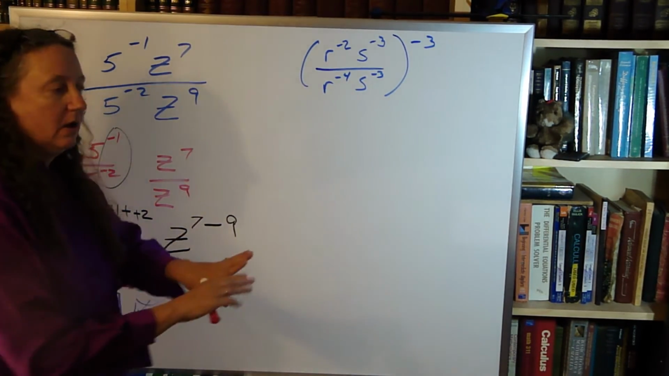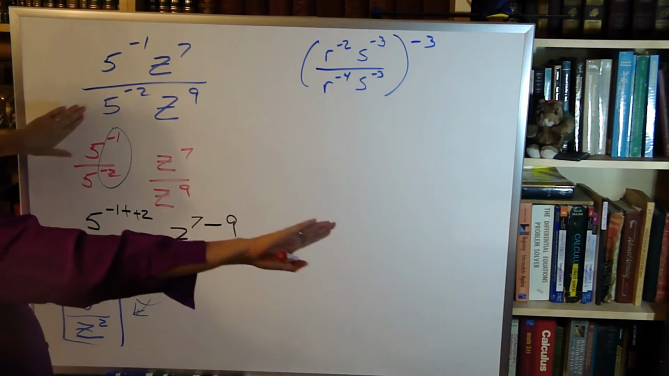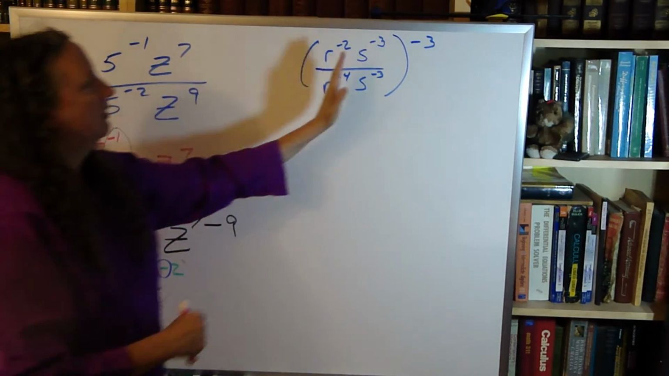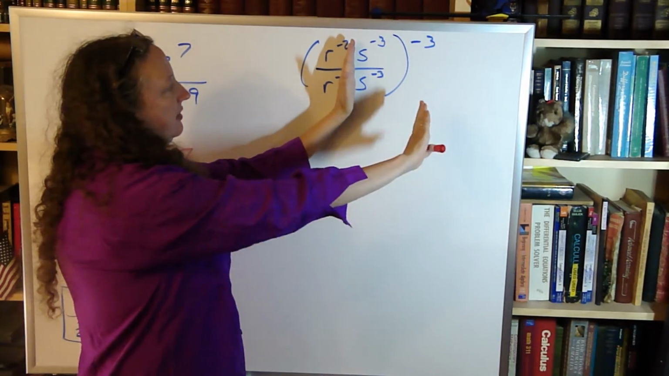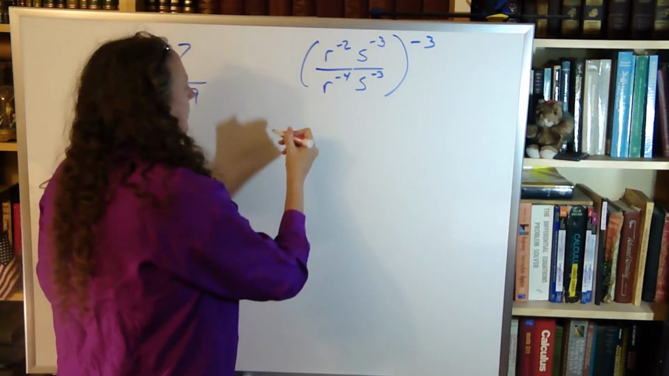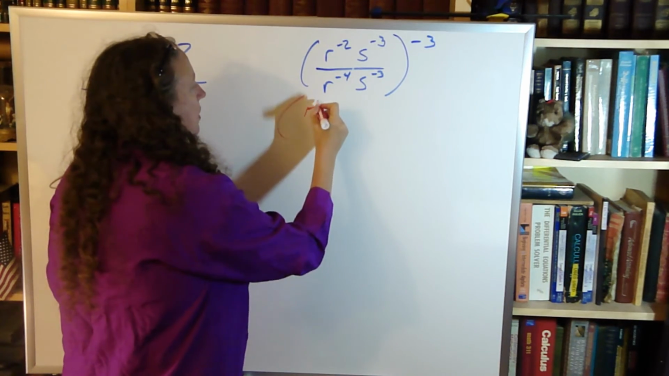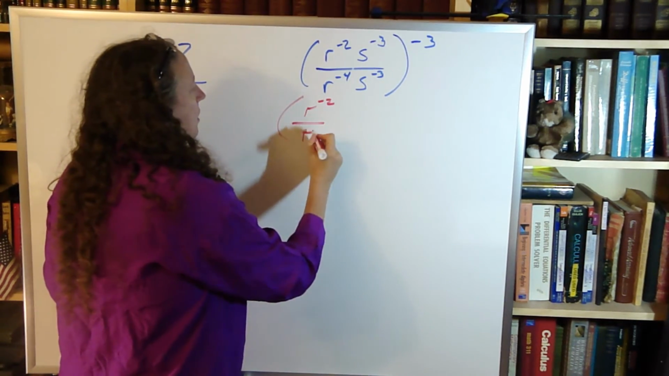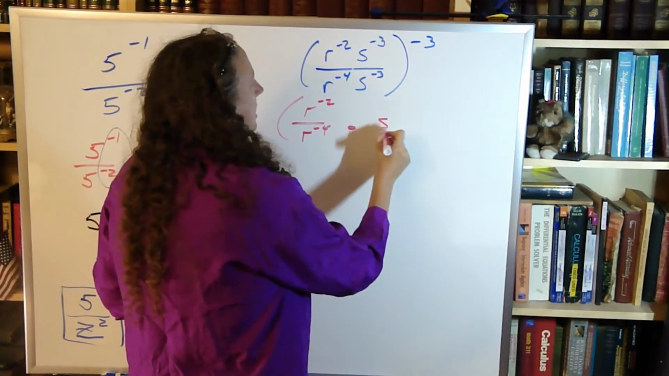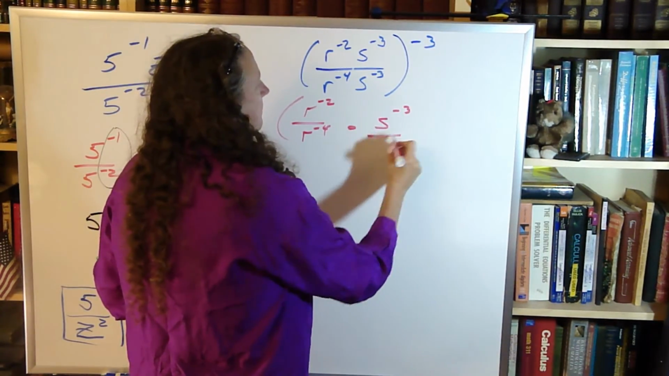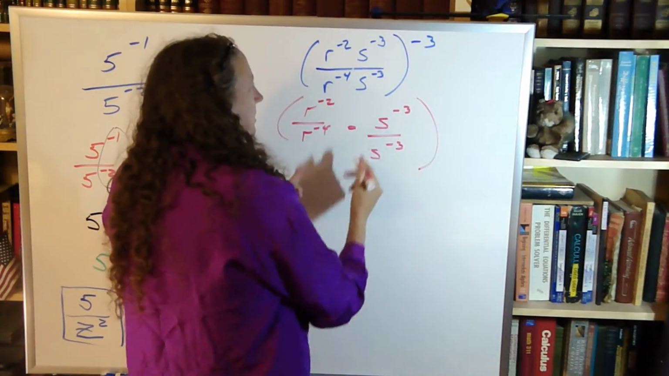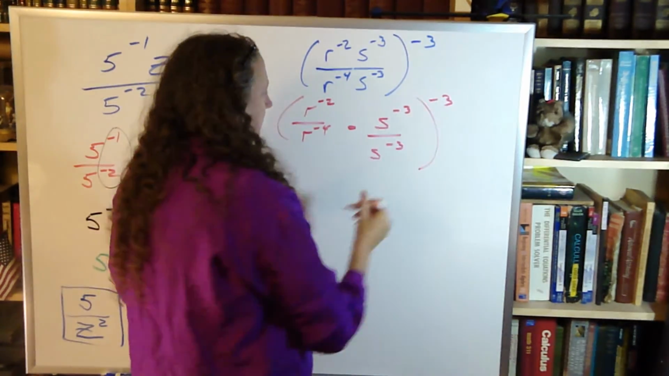Again, just like I did with this, I'm going to split it up. Here I had numbers and letters. Here I have R's and S's. So I'm just going to split it down the middle. I have r to the negative 2 over r to the negative 4 being multiplied by s to the negative 3 over s to the negative 3. And all of it being raised to the negative 3.